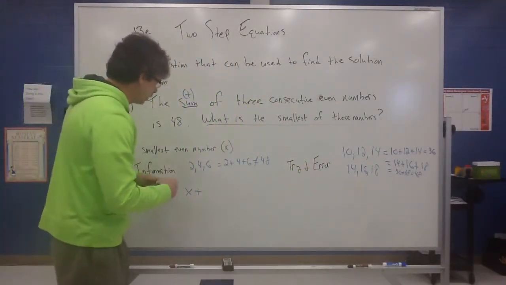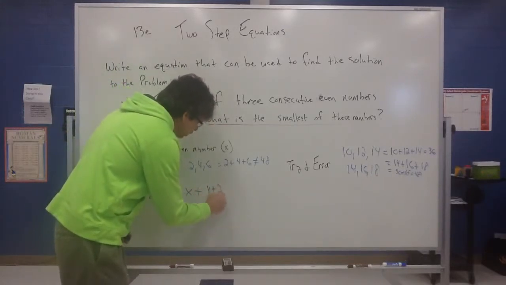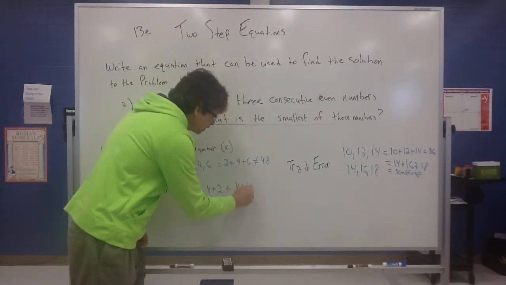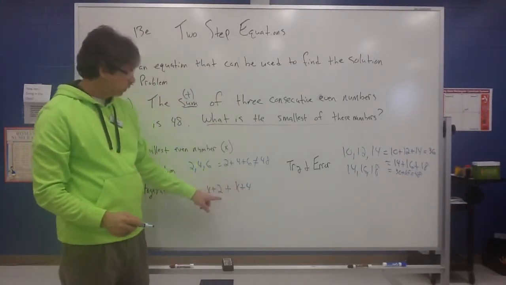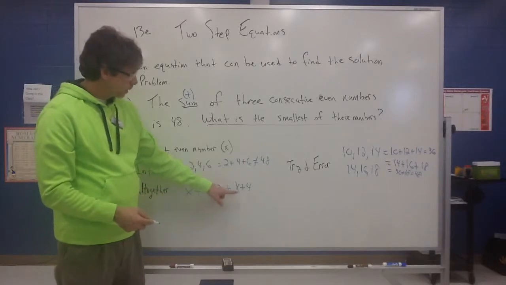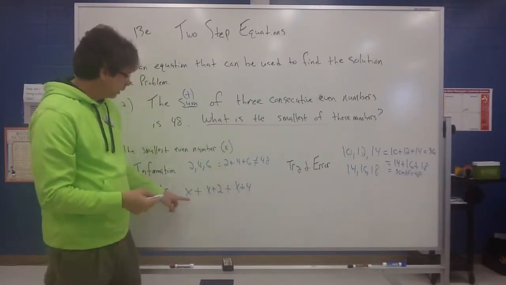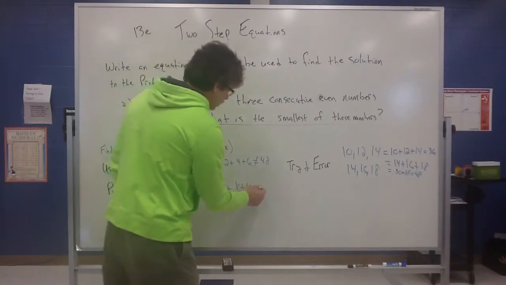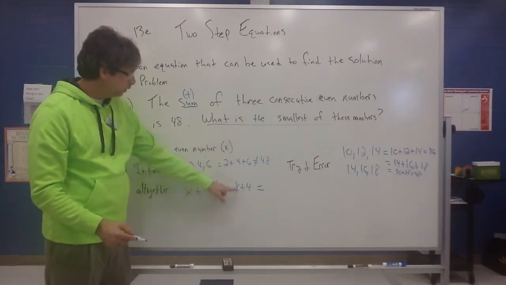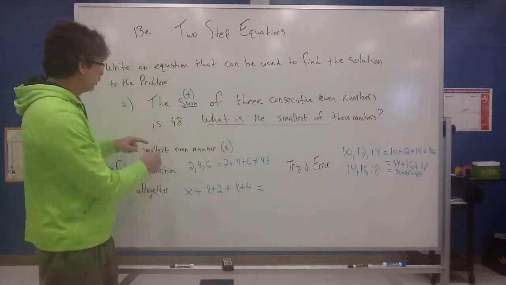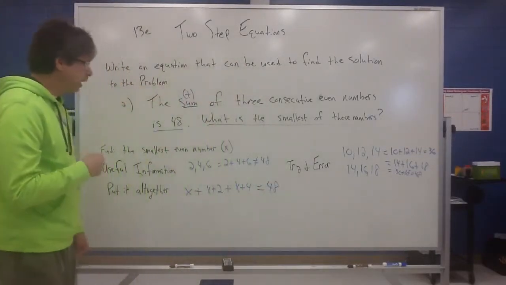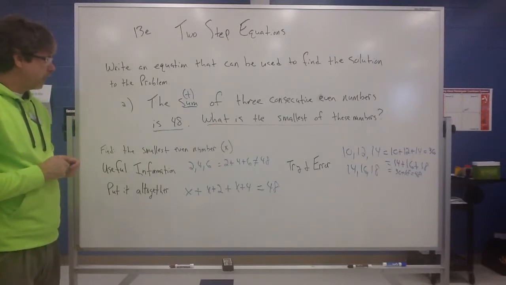So if x is the first number, x plus 2 would represent the second number, and x plus 4 would have to represent the third number, because I have to add 2 again, and 2 and 2 makes 4. So if this is the smallest number, the next number's got to be 2 more than that, and the next number's got to be 4 more than that. So this represents our 3 consecutive even numbers, because again it says consecutive, which means they are increasing by 2. And we also know that it has to equal this 48. So there's my equation that I can use to find our answer.